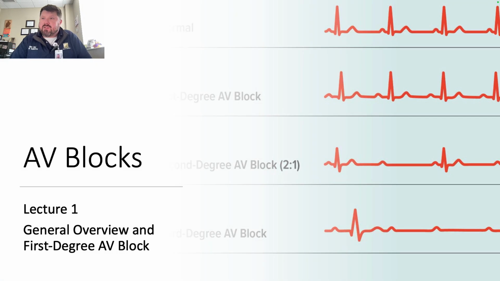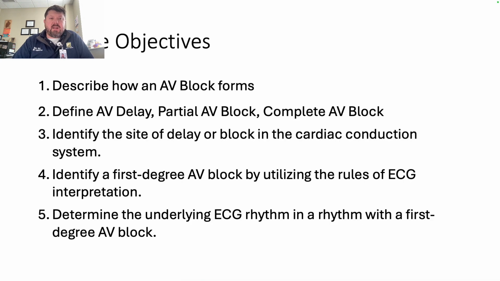AV blocks, Lecture 1. General overview and first degree AV block. Our module objectives: describe how an AV block forms, define AV delay, partial AV block, and complete AV block. Identify the site of delay or block in the cardiac conduction system. Identify a first degree AV block by utilizing the rules of ECG interpretation, and determine the underlying ECG rhythm in a rhythm with a first degree AV block.